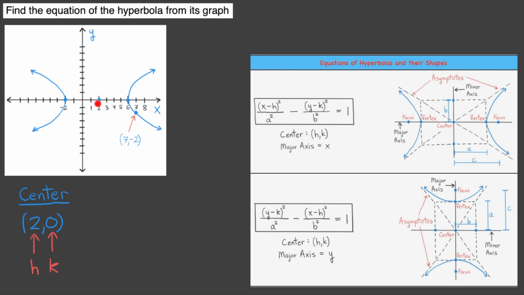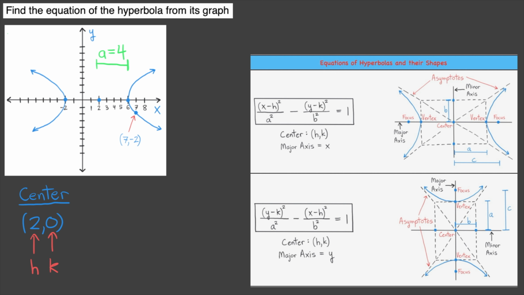We know a is the distance from the center to the vertex here. So see how that goes from 2 to 6? So we know a is 4. So what's the only thing that we're missing right now? Well, we're missing b. In order to write our equation of the hyperbola, we need the center, h, k, and we need a and b. We know a, but we don't know b. How are we going to find b? Well, they also give us a point on the hyperbola. So let's plug in all this information to find our b value.